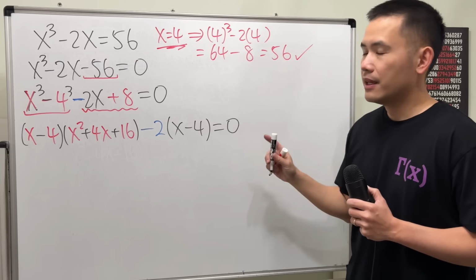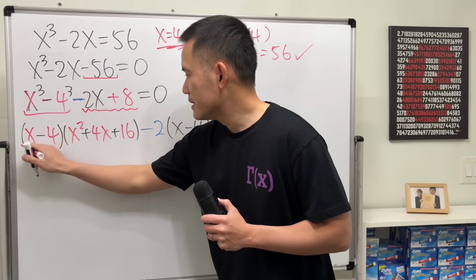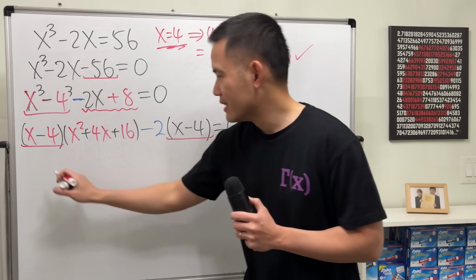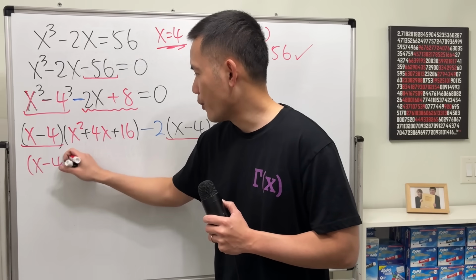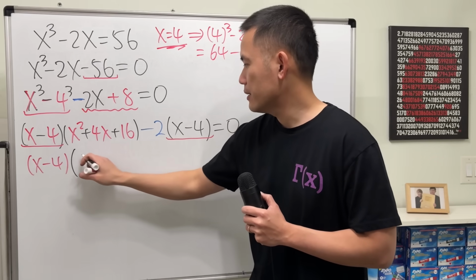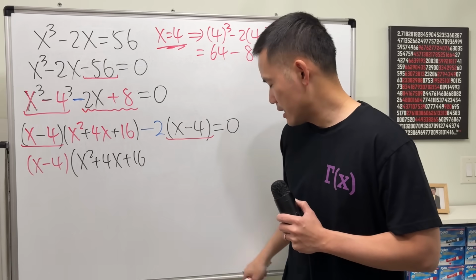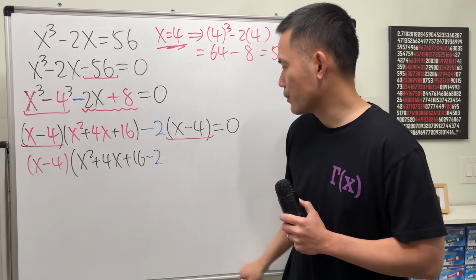Okay? So now we see this and that, they are in common. So we can factor it out. So we are looking at x minus 4, and then just put them together. X squared plus 4x plus 16, and then of course we still have that minus 2 afterward.